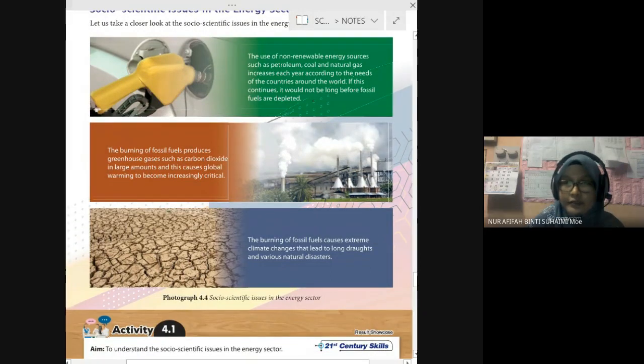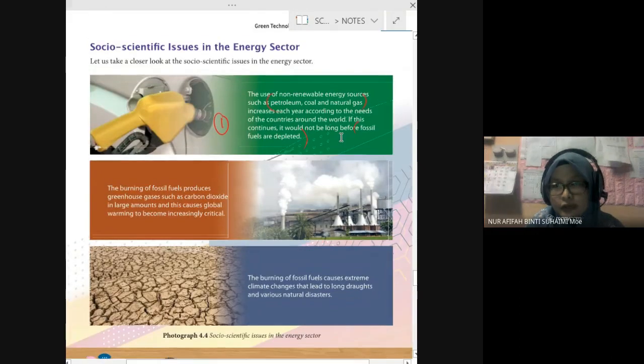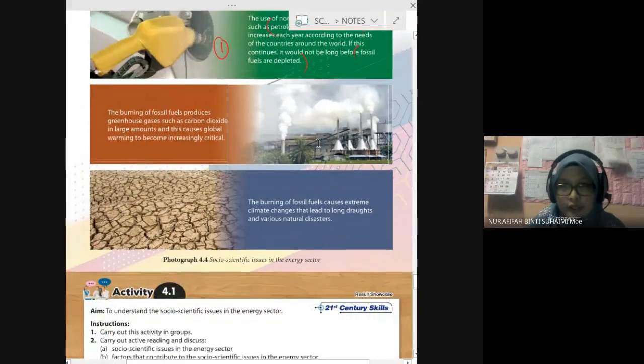Okay, first, the use of fossil fuels. The use of fossil fuel increases every year. Yeah, this is the first issue. And the fossil fuel is also depleted. The volume, its number, its usage will also decrease. So that's the issue.